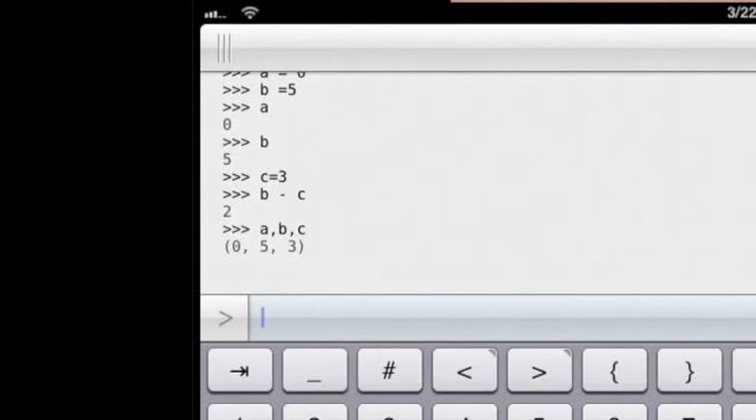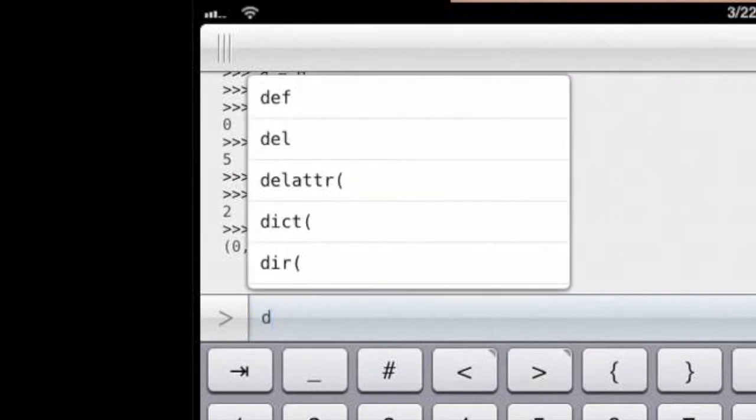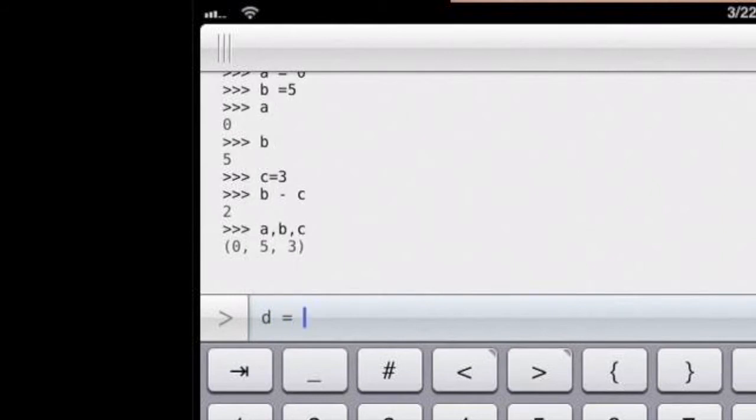Now if we wanted to do an equation or a problem, and we wanted to save that, what we could do is we could do like D equals B minus C. We already did B minus C, and that gives us 2.